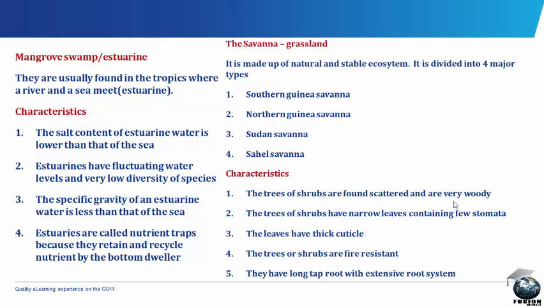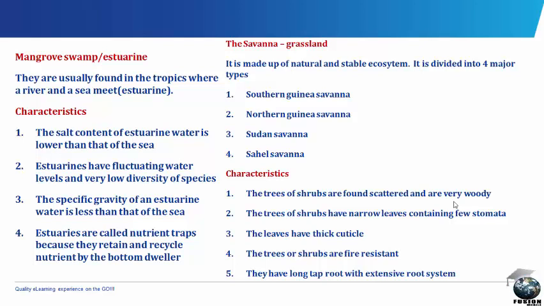Sahel savanna. It is extremely dry with an annual rainfall of below 250 millimeters and also open grasslands with short and sparsely populated grasses. Trees like date palms and euphorbia are found here.